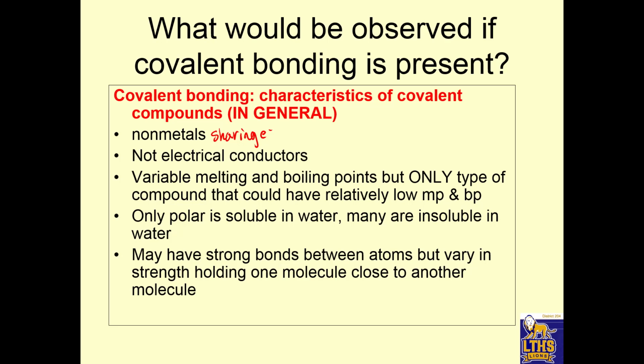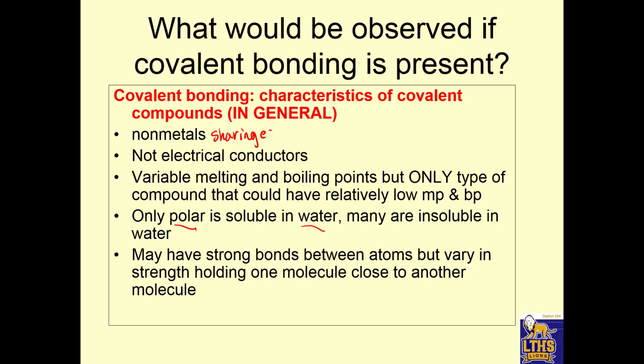They could have high or low melting points, but covalent compounds are the only ones that will have low melting and boiling points. Okay. So it can range, but if you do have an element or a molecule that has a low melting point and a low boiling point, it's because of covalent bonding. Now, we're going to learn why, but there are polar covalent substances and non-polar covalent substances. The polar ones are soluble in water. And then many covalent things do not dissolve in water.